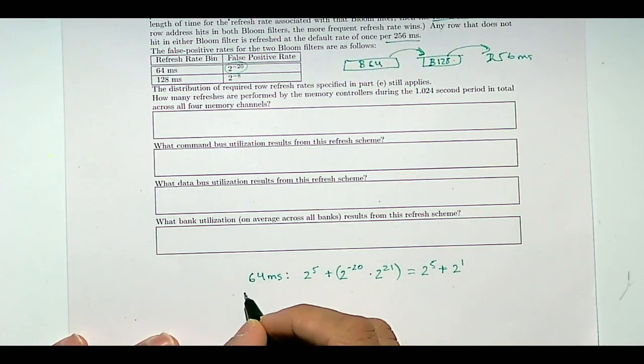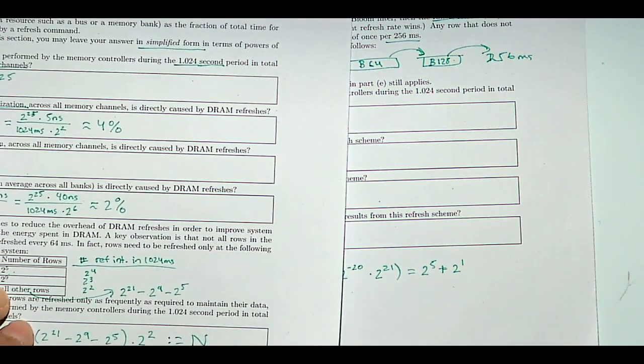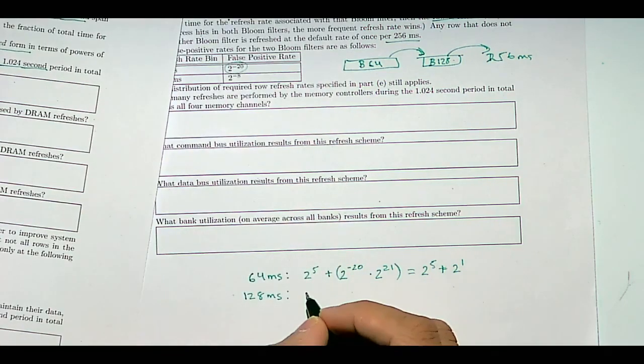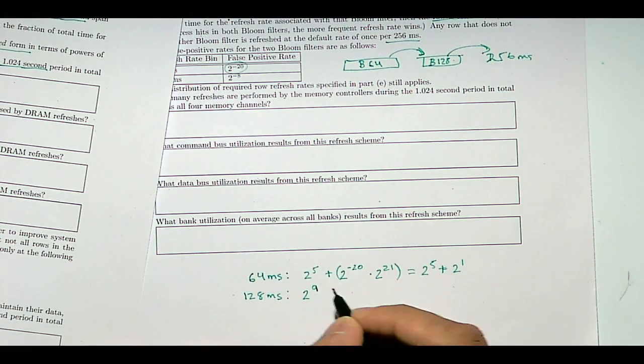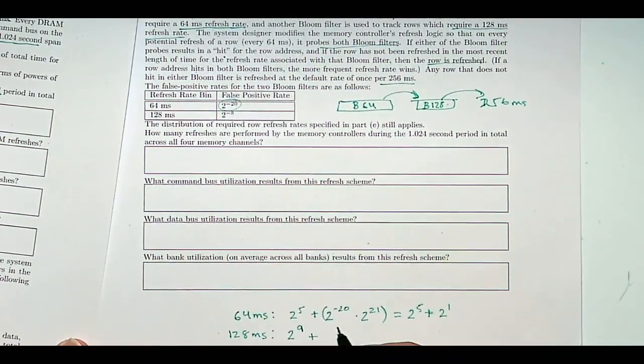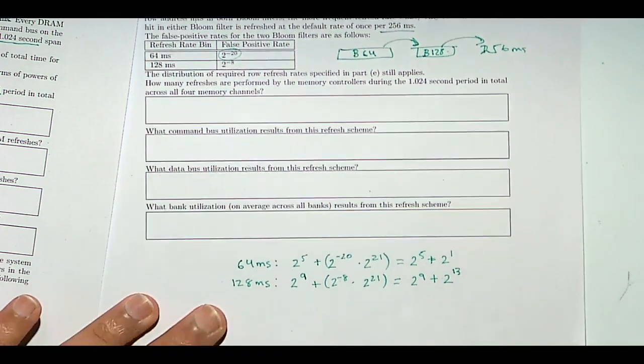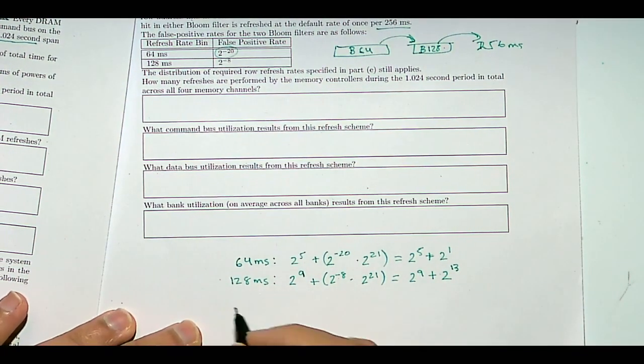Now we consider the 128 millisecond bin. In the 128 millisecond bin, we have 2 to the 9 rows that fall into this bin. And then we have a different false positive rate. So we're going to have 2 to the minus 8 times 2 to the 21, which is 2 to the 13. So it's 2 to the 9 plus 2 to the 13 rows, and those will be everything that's refreshed at 128 milliseconds.